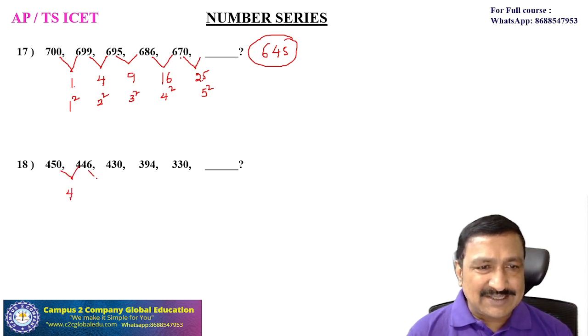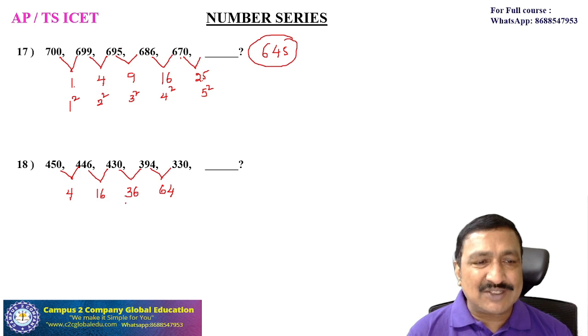And 446 and 430 decreased by 16. And 430 and 394 decreased by 36. Okay now friends, and 394 and 330 decreased by 64. So if you look at 4, 16, 36, 64 the squares of even numbers, because 4 can be written as 2 square and 16 can be written as 4 square and 36 can be written as 6 square and 64 can be written as 8 square.